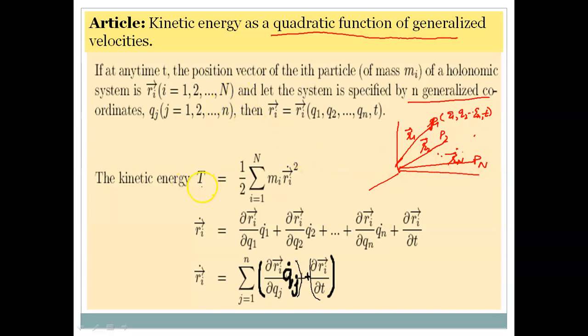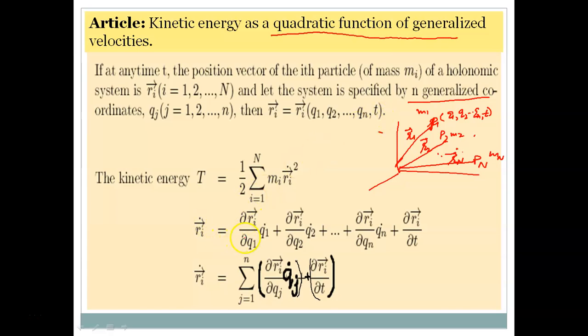Then the kinetic energy T, you know that it is 1 by 2 summation i going from 1 to n, because there are n particles, masses are mi, for particle 1 mass is m1, for particle 2 m2, this is mn in fact. So masses are mi, half into mass into velocity square. Velocity is ri dot, squared. So just try to find out what is ri dot square. ri is a function of q1, q2, qn and t.